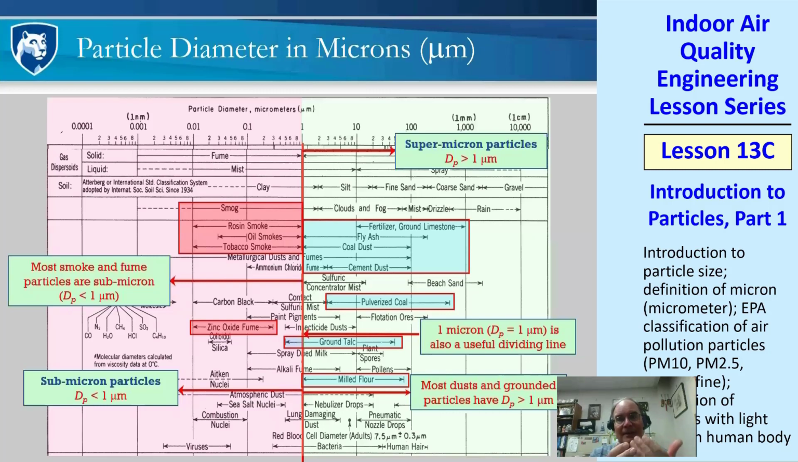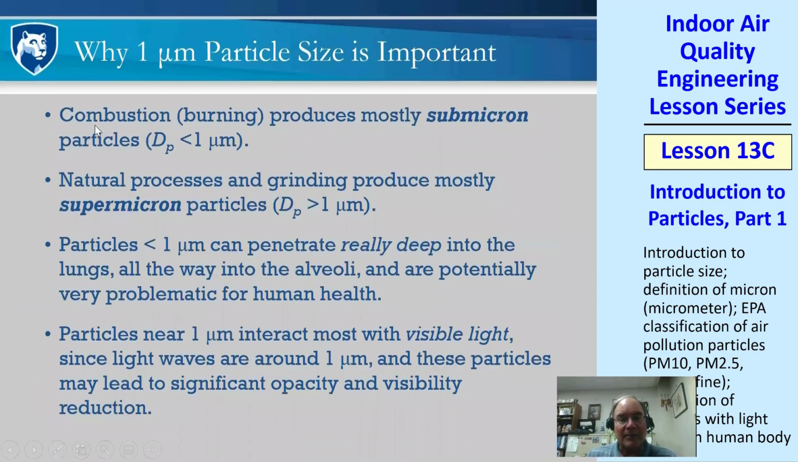There's just a kind of a fundamental limit to how small particles can break. Once they get to 1 micron, they're not going to break anymore. I can grind in my coffee grinder for 3 hours and I'm still not going to get any finer than about a micron. It's kind of a physical limit. In summary, combustion or burning produces mostly submicron particles. Natural processes such as grinding and crushing produce supermicron particles.